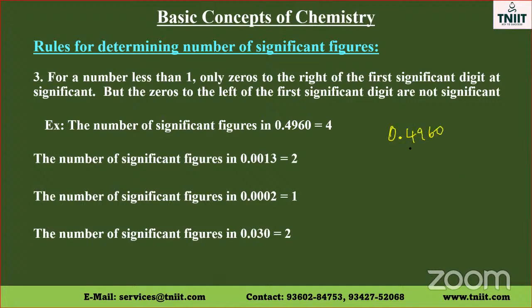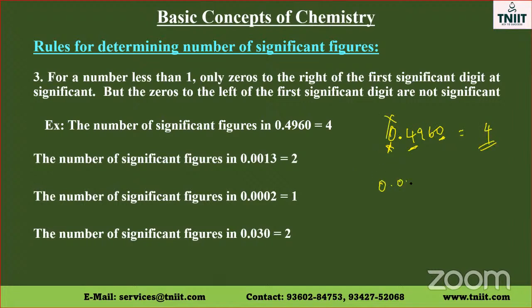So the decimal is here. The first significant figure is 4. As per the rule, the 0 which is on the right side of the significant figure is significant. This 0 is not significant because it is before the decimal point, towards the left of the first significant digit. Therefore, this is not significant. So the number of significant figures here is 4. This 0 is not counted.